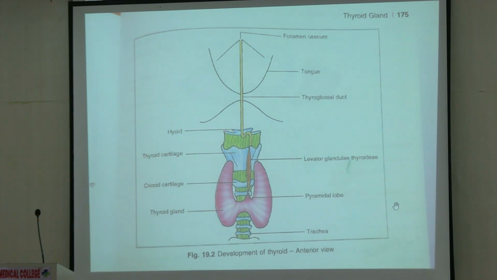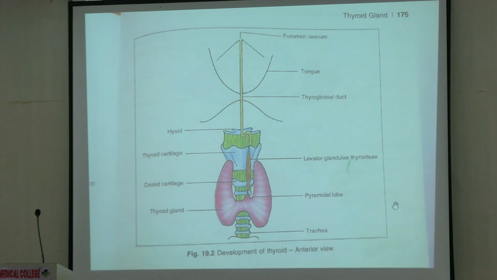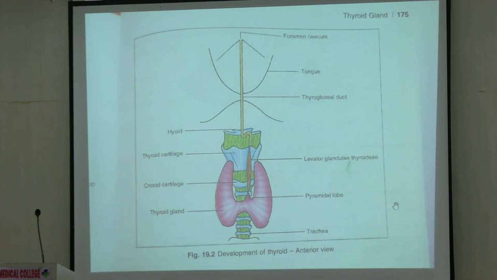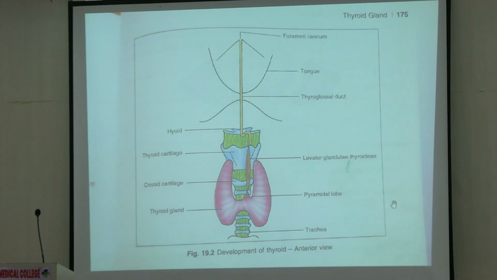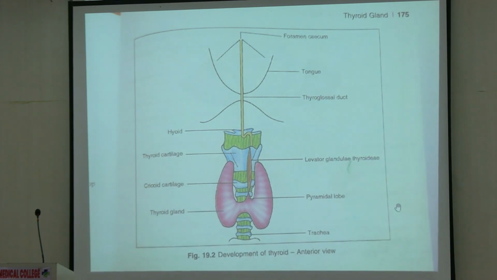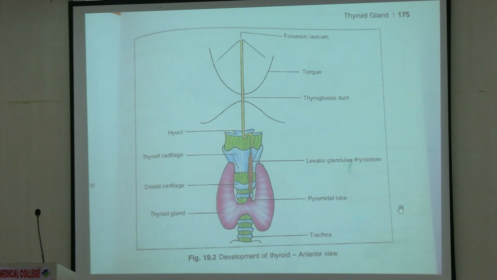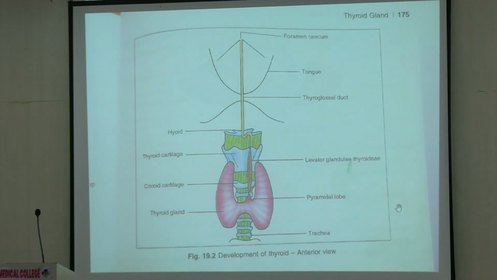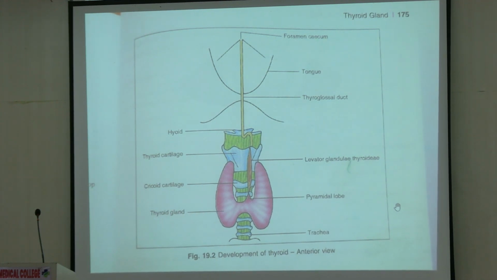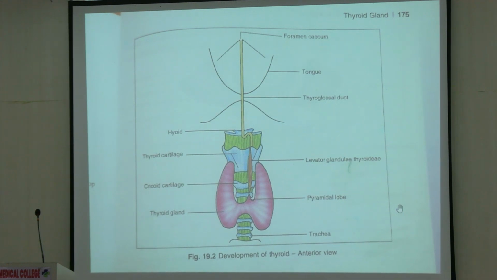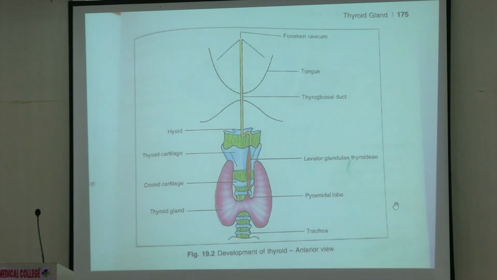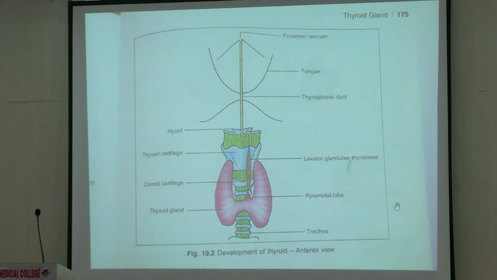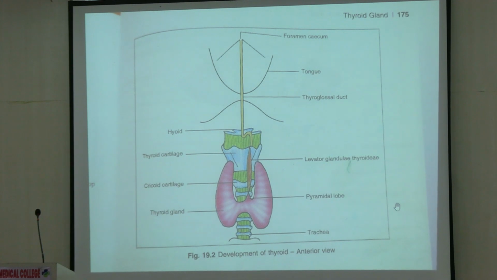Now one attachment is very important, that is the attachment of the investing layer of deep cervical fascia with the cricoid cartilage. That attachment is known as the ligament of Berry. Very important ligament. Because of that, you cannot move this gland. It is firmly attached. And through this ligament of Berry, one important nerve is passing, that is the recurrent laryngeal nerve.